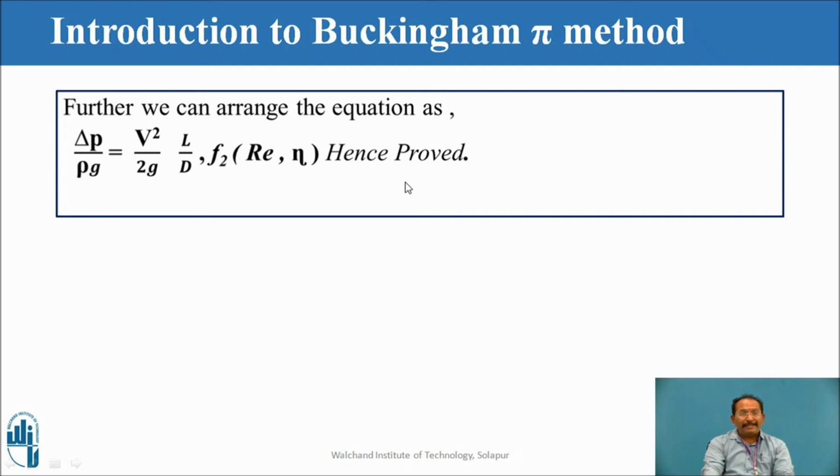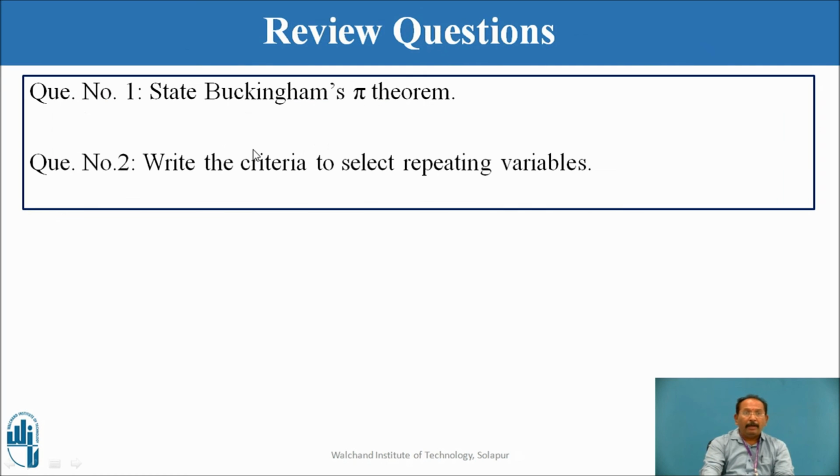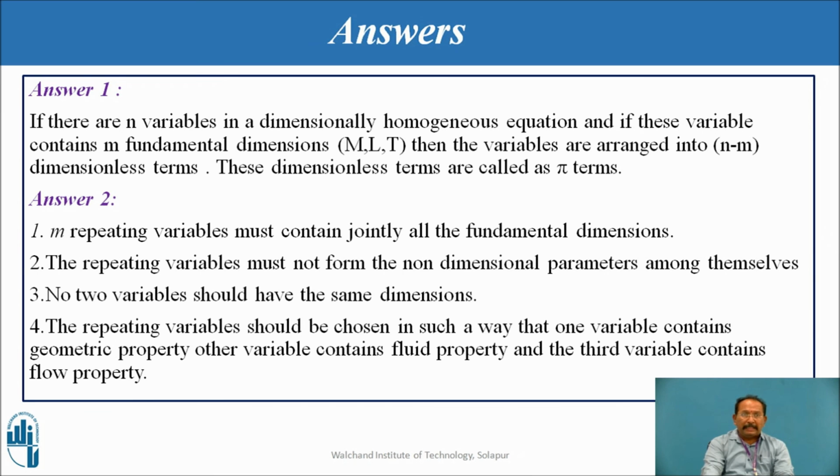Okay, so you can remember this is the Darcy-Weisbach equation. So these are some review questions. State the Buckingham Pi method, write the criteria to select the repeating variables. These are the answers. Go through these answers.